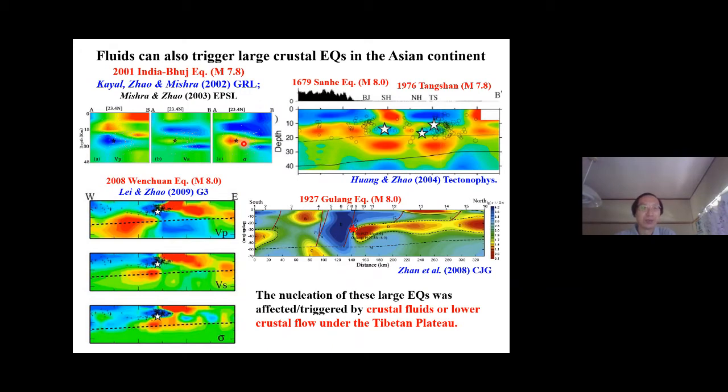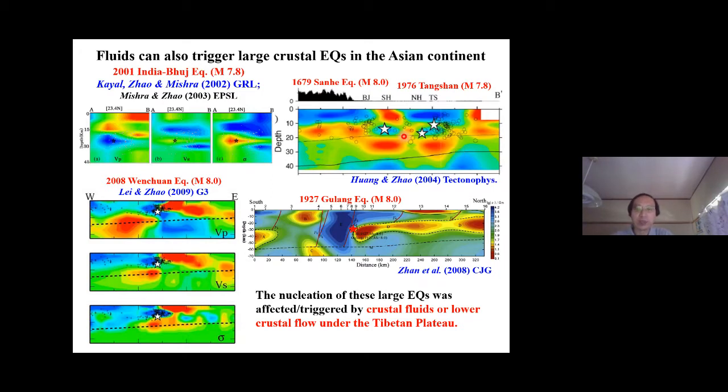Okay, so this is a very nice result. We can see the low velocity anomaly in the P-wave tomography, and also a very clear high Poisson ratio anomaly in the source zone, in the hypocenter of the Bhuj earthquake, which may reflect the crustal fluids. So that triggered this big Bhuj earthquake.